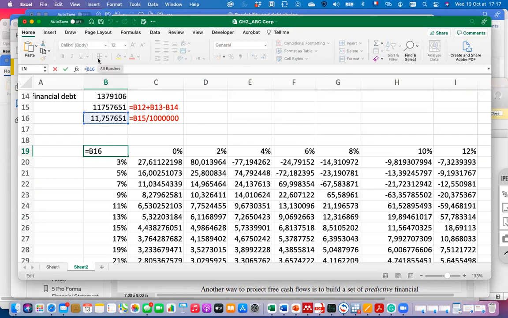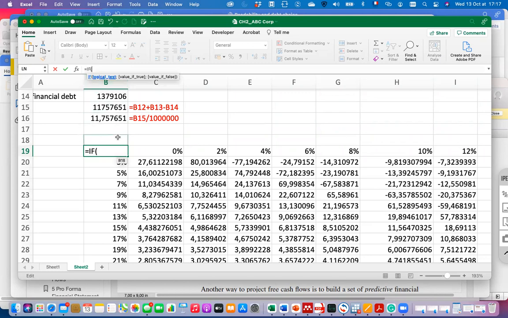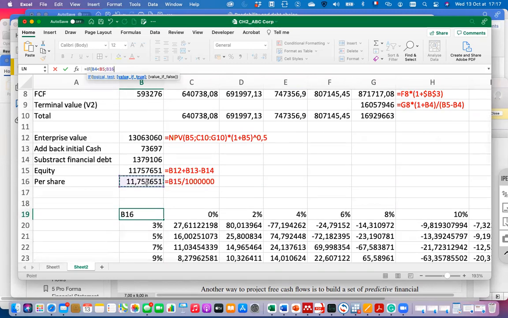So we'll tell Excel to keep the B16 if the growth rate is lower than the WACC. And if not, we display an error message. Don't display a negative value. So I will eliminate this one. IF function. Now the logical test, which is if the G2 is lower than the WACC, then display the per share price. And if not, display error.